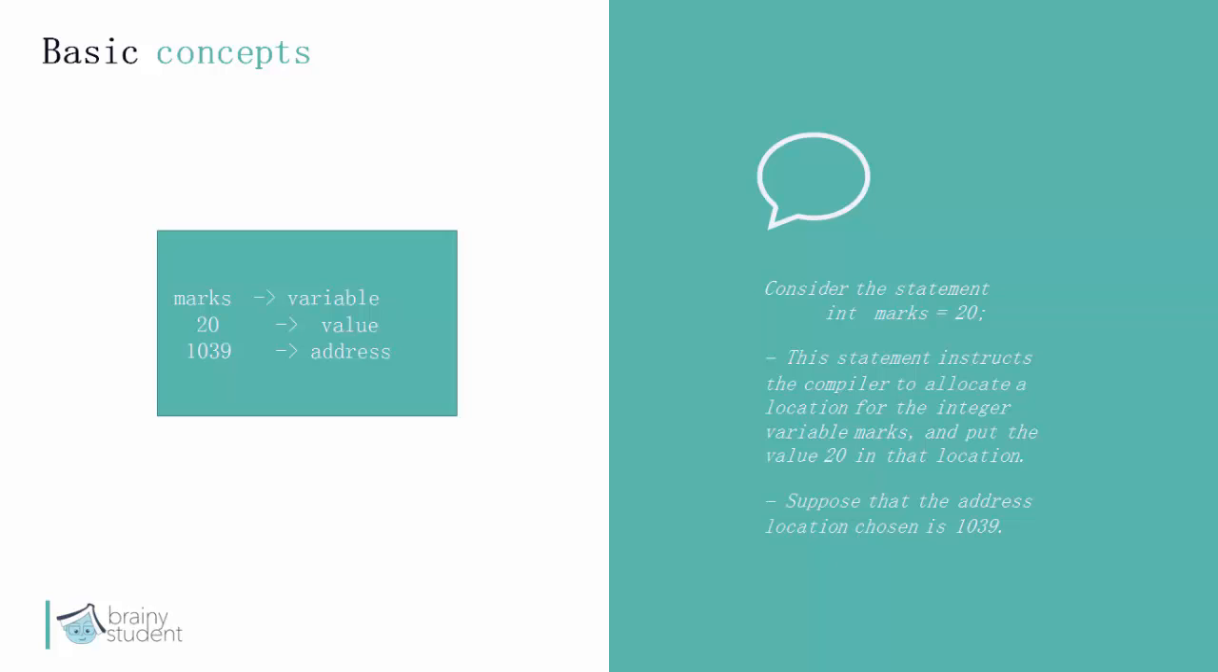Fine. Now, marks is my variable of integer type. 20, because I assigned value 20 to marks, 20 is my value. And let us suppose the address location chosen is 1039 for this variable marks. So the address is 1039, the value is 20, and my variable name is marks.